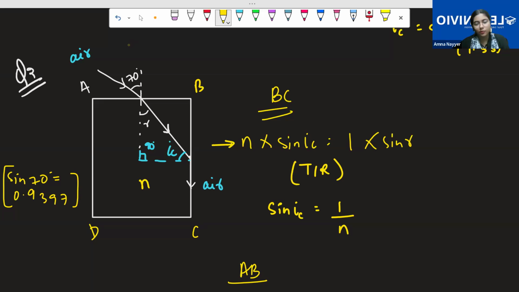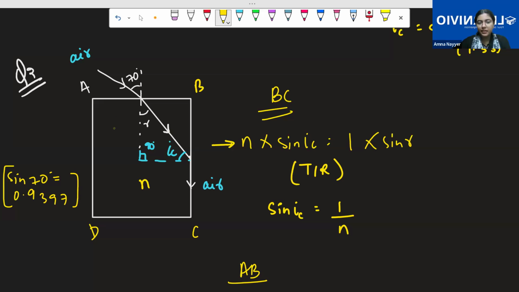Air is 1. Now say 1 into sine 70, correct? Same refractive index, same angle, same side. Then it's equal to sine r into n.